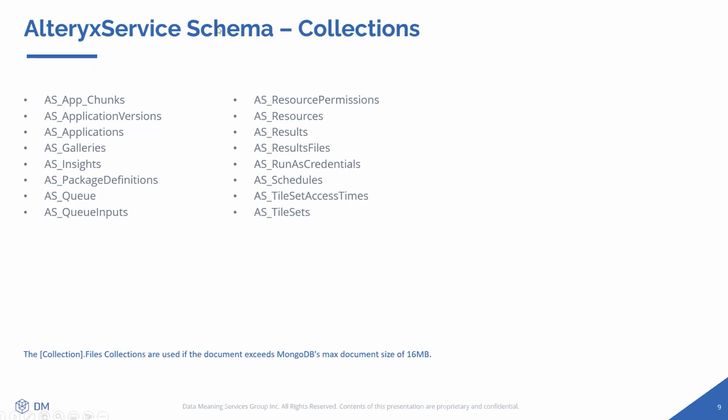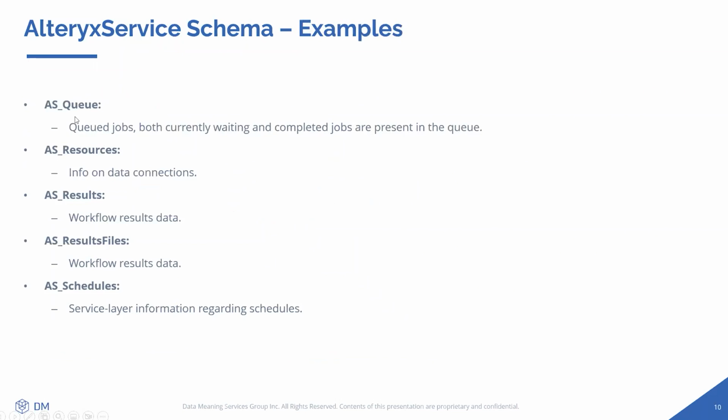Then we have the Alteryx service schema, which has the queue, which is important, results, schedules, etc. So again, what's actually happening, the jobs that are running, the actual engine of the Alteryx server. Here are some examples. Queues, so these are your queue jobs, things that are completed and currently waiting.